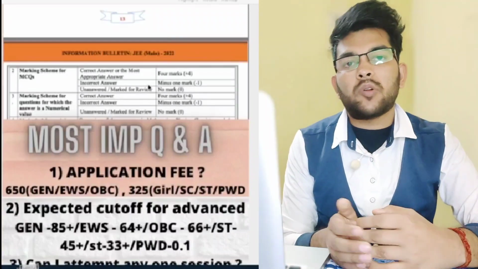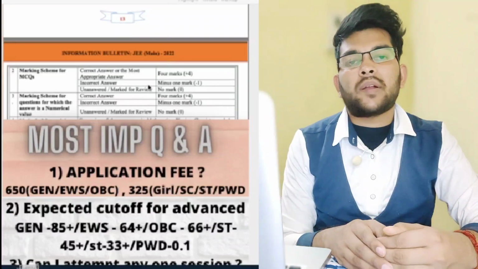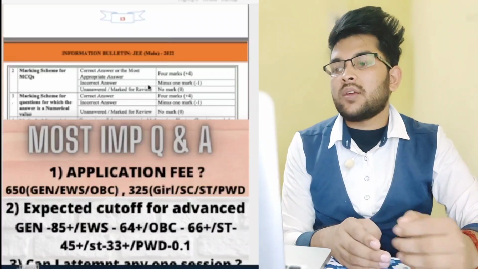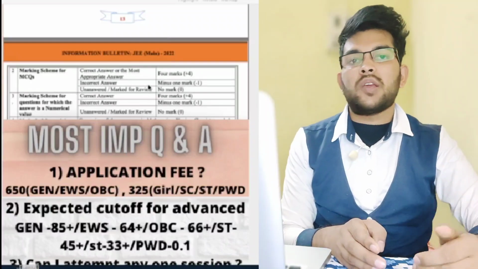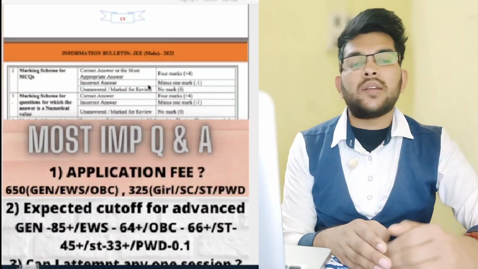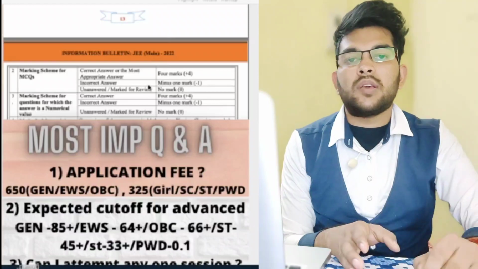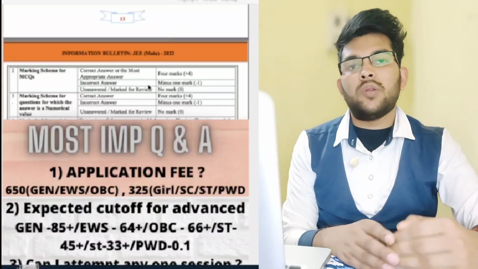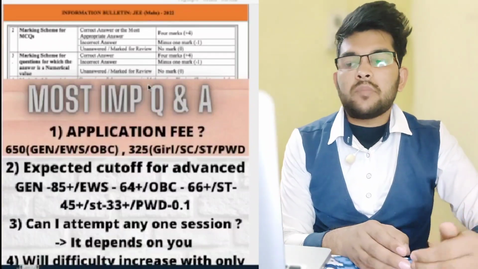And the expected cutoff for JEE Advanced 2022. As I have already provided the marks versus percentile data, there I have provided the expected cutoff also. The same has been written here also: for general, 85 plus will be the percentile cutoff for JEE Advanced, and for EWS 64 plus, OBC 66 plus, SC 45 plus, ST 33 plus, and PWD nothing. You just need to sit in the examination and you will be eligible for the JEE Advanced examination.